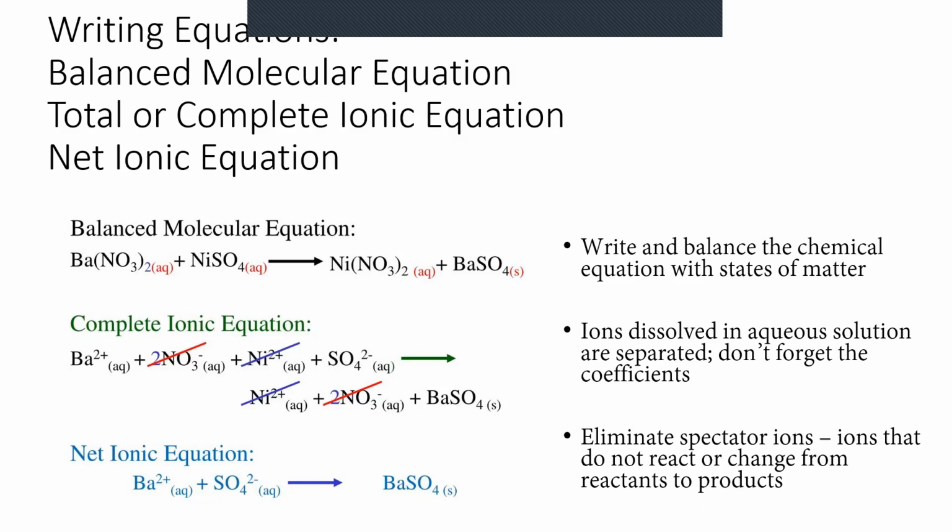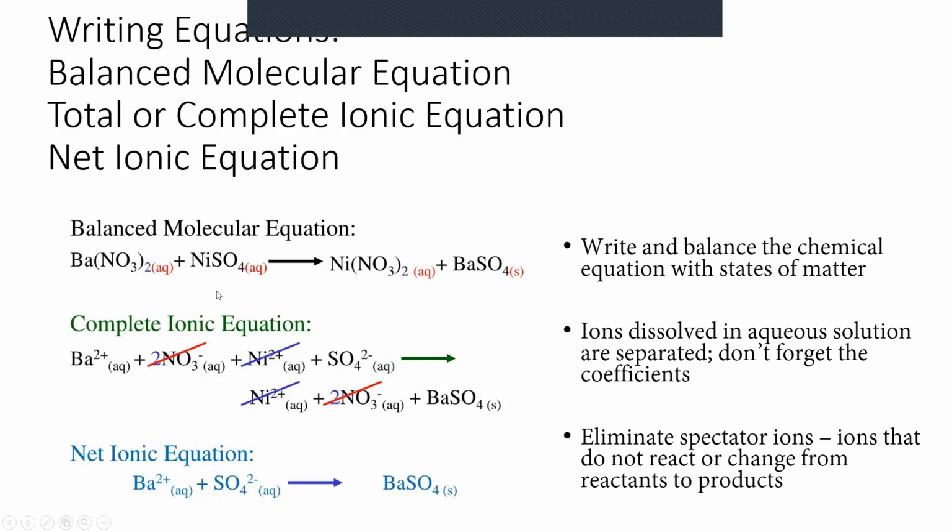So anything that is labeled as aqueous can be separated into its constituent ions. So instead of writing barium nitrate, we're going to separate that into barium ions and nitrate ions. Because there are 2 nitrate ions needed to balance the barium ion, we're going to go ahead and change this 2 into a coefficient to note that we have 2 nitrates balancing the 1 barium ion.